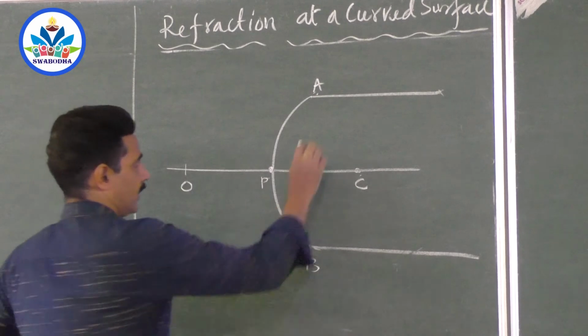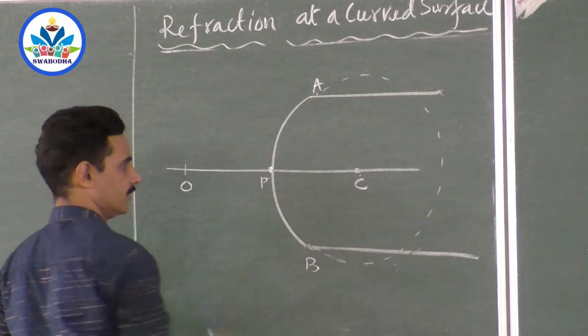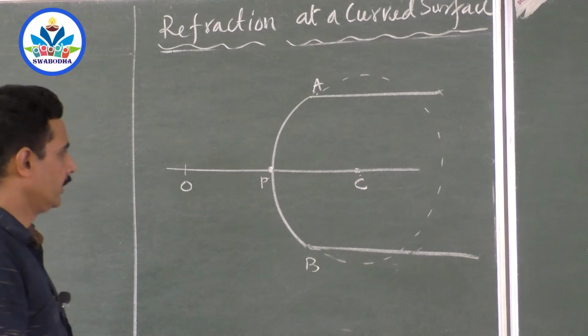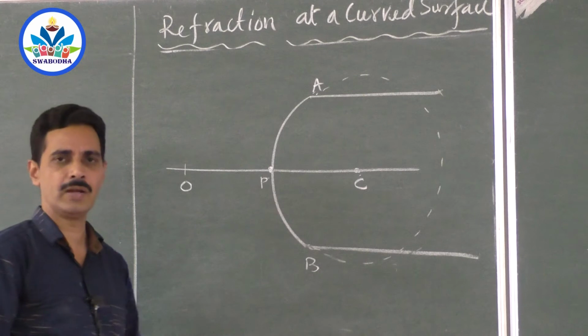Now, for convenience, let me keep it as it is. You need not draw this curved surface, okay? Now, this is finished, right? Now this is a point object or a bulb, say.